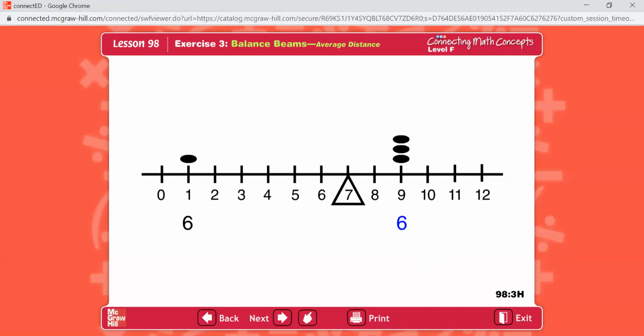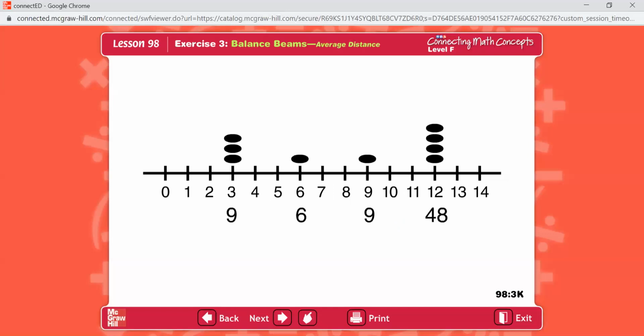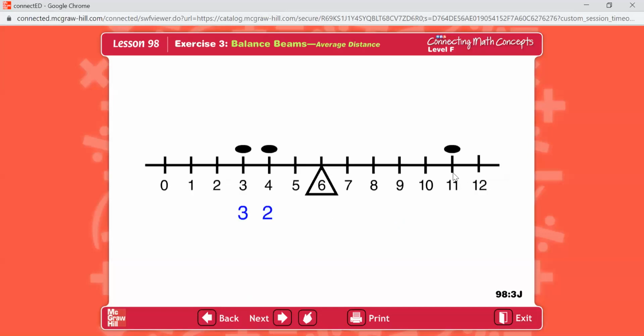Next, notice the balance is on a 6 now. So 3 is 1, 2, 3 away. 4 is 2 away. So we have 3 and 2 over here. On this side, we have 1, 2, 3, 4, 5 spaces away. So we have 5 on the right-hand side as well. So the beam is still balanced. We have 3 plus 2 over here, which equals 5, and we have 5 spaces away from 6 to 11 over here, so it's still balanced.